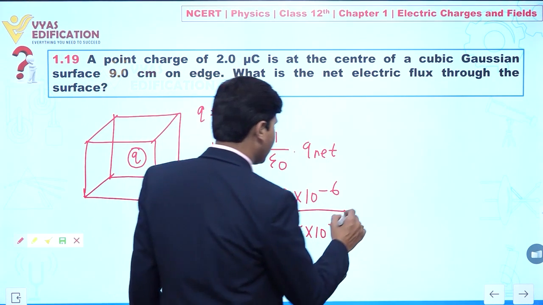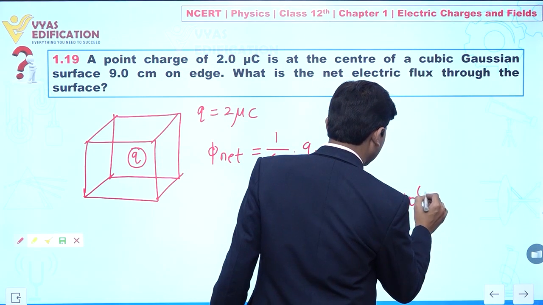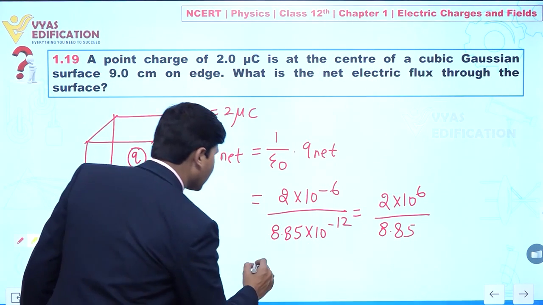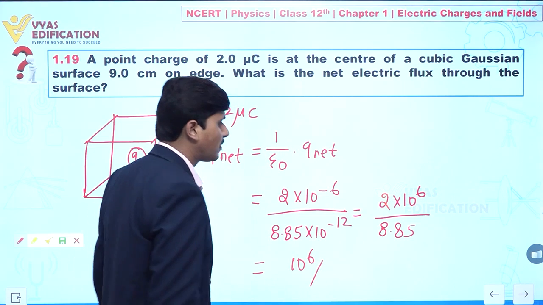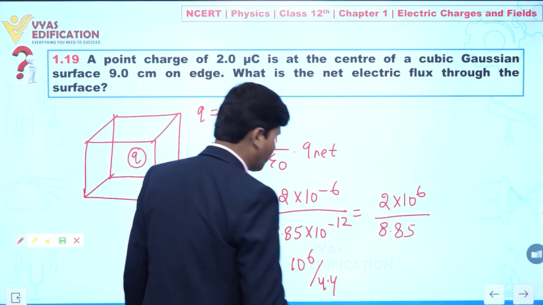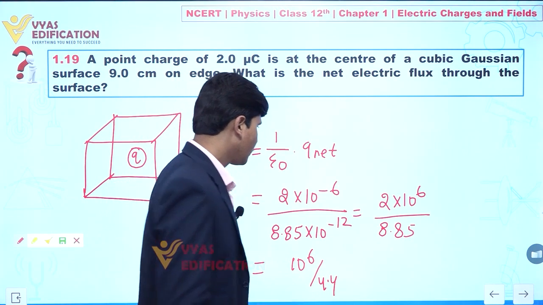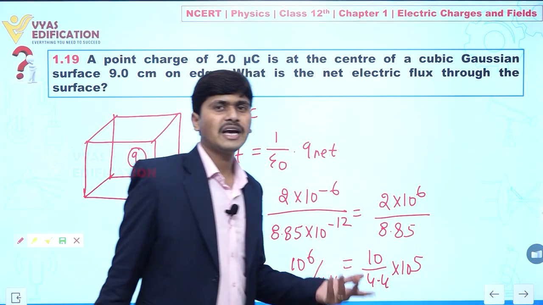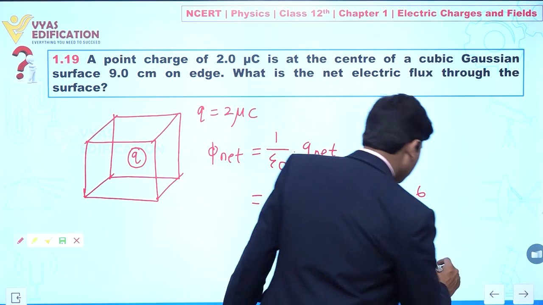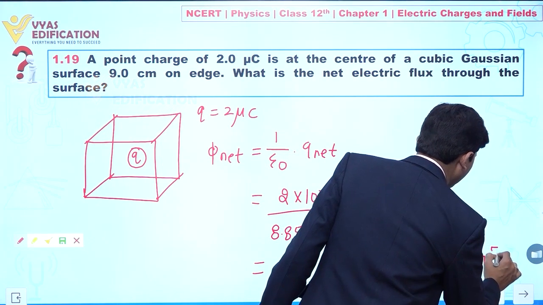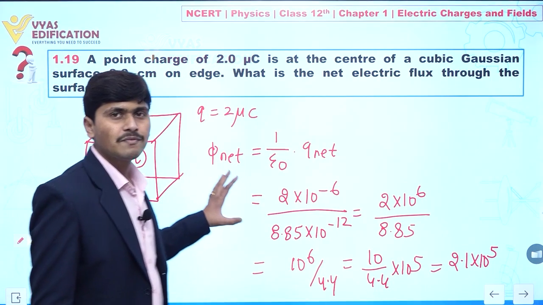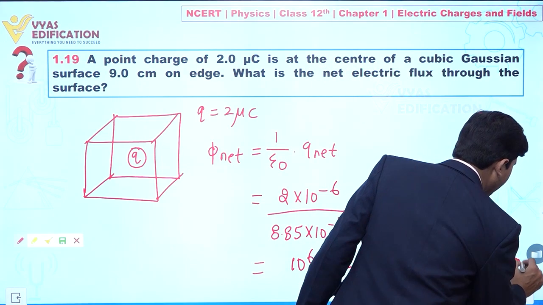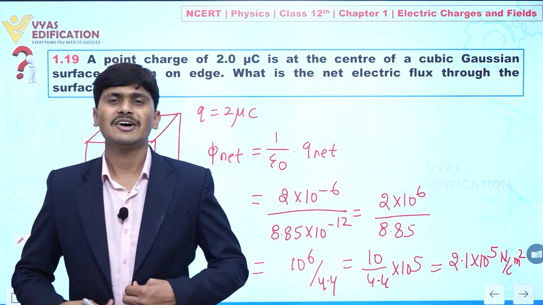Clear? From here we can say this is 2 into 10 to the power 6 divided by 8.85. Clear? So we can write like this: 10 to the power 6 divided by, we can say this is 4.4. Clear? So approximately we can say, if we write like this, 10 divided by 4.4 into 10 to the power 5. 10 by 4 we have 2.5, so slightly less than 2. So we can say this is 2.1 into 10 to the power 5. Clear? So this is value of net flux passing through this cubical surface. Yes or no? And unit we have Newton per coulomb meter square. Clear to you? So this is all about this question.